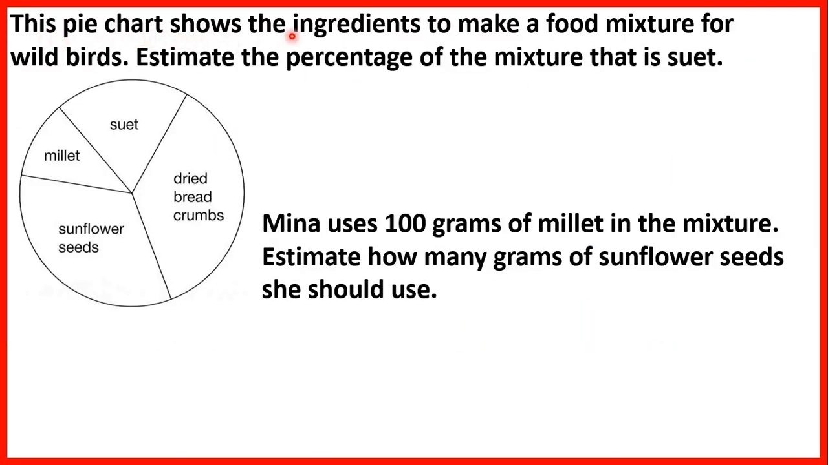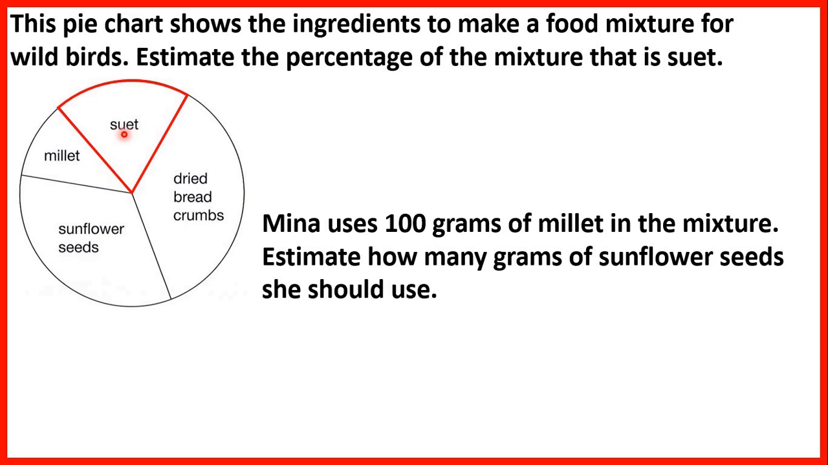This pie chart shows the ingredients to make a food mixture for wild birds. Estimate the percentage of the mixture that is suet. So a percentage is a fraction with a denominator of 100. But rather than imagining the pie chart has been divided into 100 pieces, what I like to do is estimate the fraction and then change the fraction to a percentage.